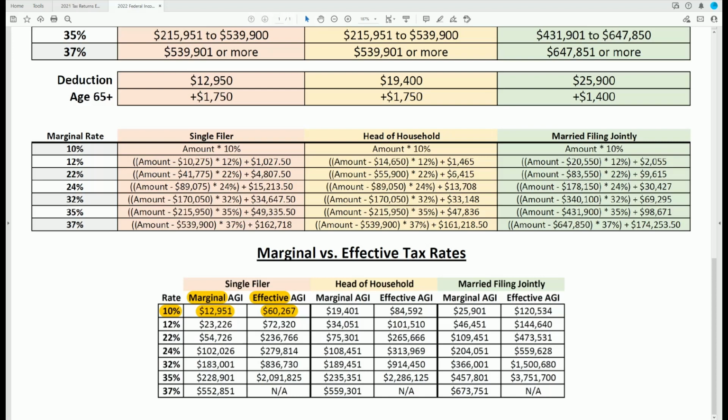Although taxable income within that marginal bracket will be taxed at 10%, that doesn't mean all of their income is taxed at 10%. A single filer will not exceed the 10% effective tax rate unless their AGI exceeds $60,266. Before determining whether someone should contribute to a traditional, pre-tax, or Roth, after-tax retirement account, we need to consider the current marginal versus future effective tax rates, especially if they aren't anticipating other significant sources of taxable income such as pensions, rental income, etc.